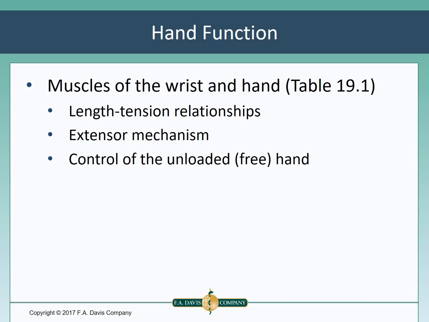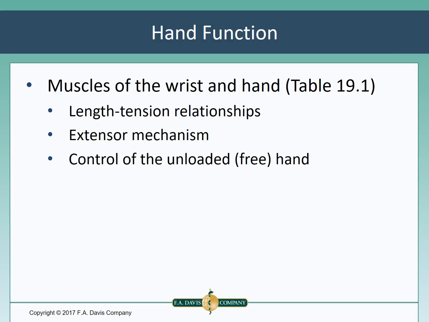Excellent. All right, moving on. When we get to the function of the hand, we know that the key with this is really having that length-tension relationship in order to maintain a good grasping mechanism. That's what we need our hands for, picking things up, right? We have an extensor mechanism, and then we have the control of the unloaded free hand, kind of allowing for more precision, things of that nature.